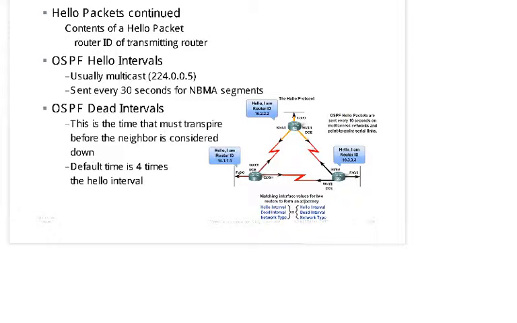For the case of a non-broadcast multi-access network, the duration for the dead interval is 120 seconds. So if I don't receive any message within that duration, I consider that he is not a neighbor anymore.